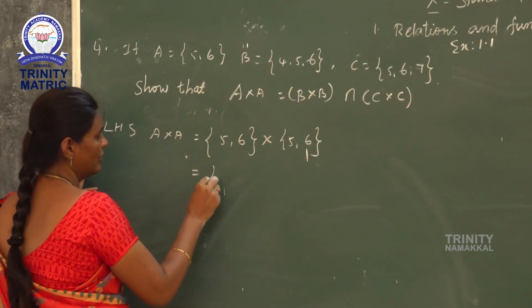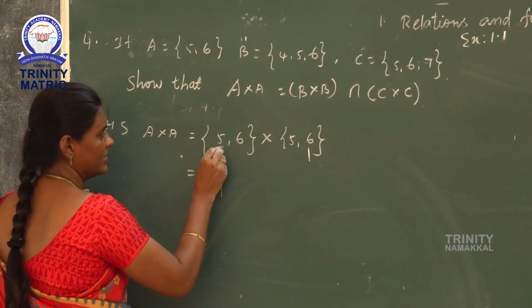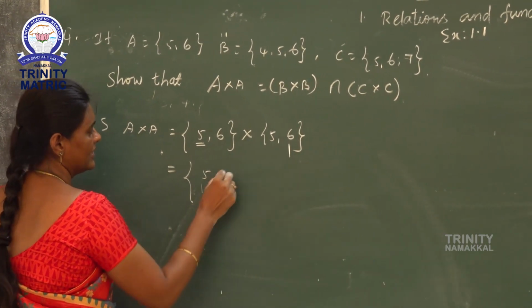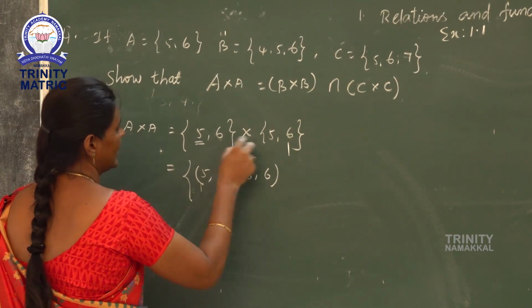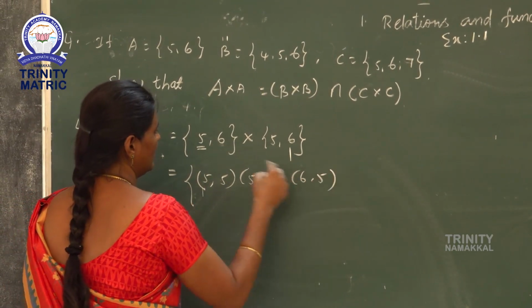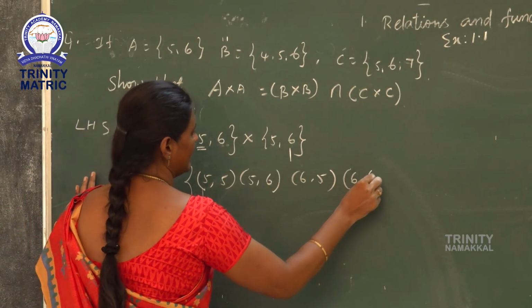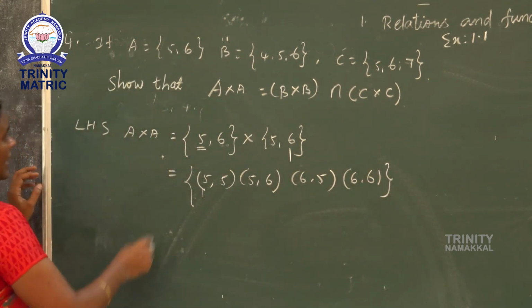What is the Cartesian product? We write in ordered pairs. First we take the first element with the first element, then the first element with the second element, then the second element with the first element, then the second element with the second element. This is A cross A.